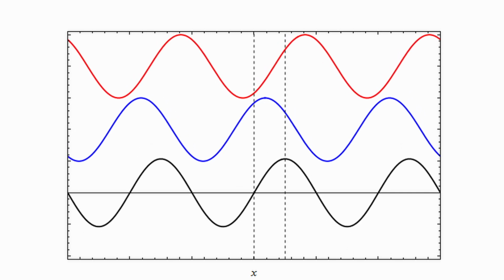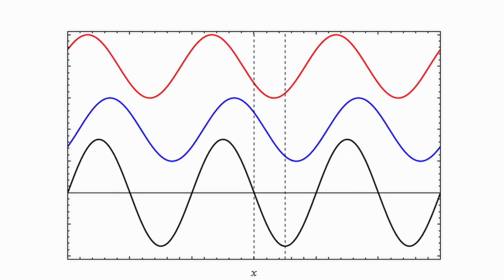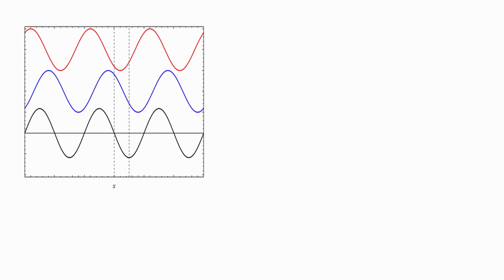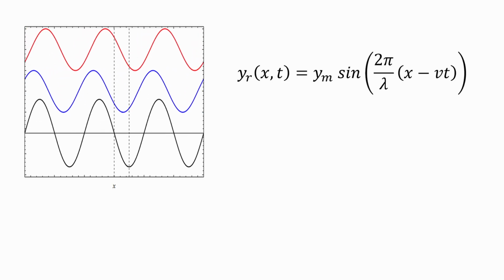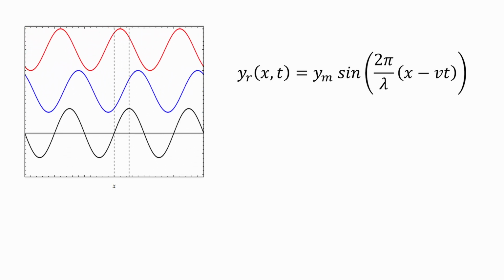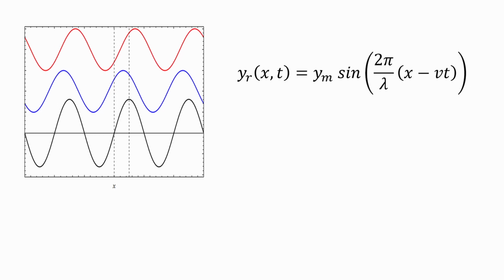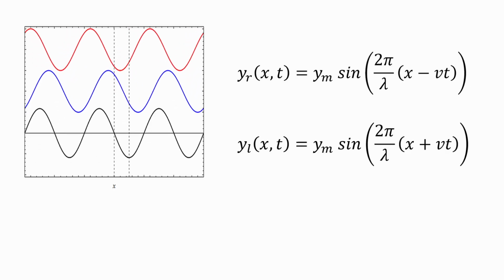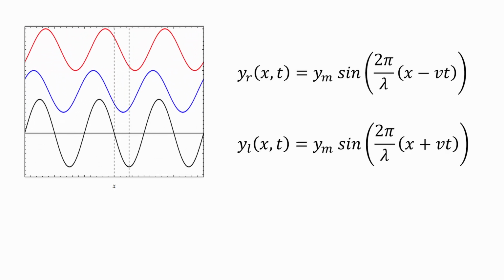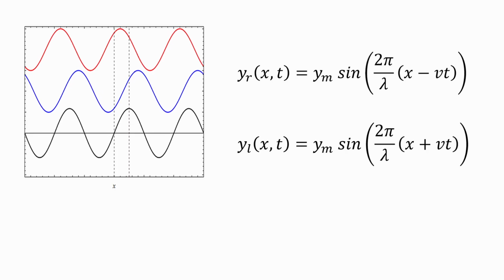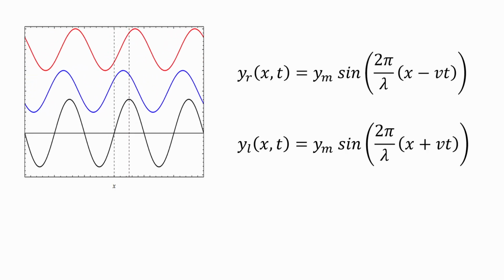Let's look at two-dimensional traveling waves. The red wave traveling to the right is described by the following equation. The blue wave traveling to the left is described by the following equation. The standing wave created by the superposition of those two waves is described by the following equation.